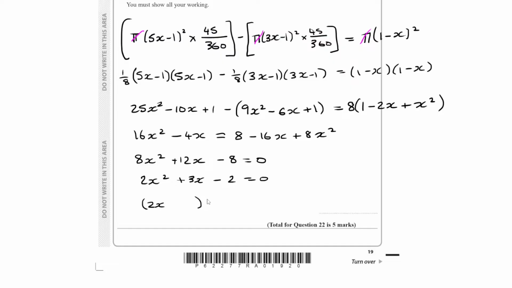So factorize. Luckily we've got prime numbers. So 1's plus, 1's minus. We obviously have 2 and 1, so we're going to have to do 2 times 2 to make 4, and then 1, which makes 3. So plus 2, minus 1.